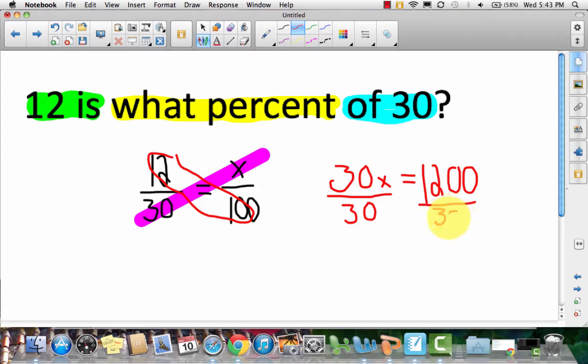On the left side, 30 divided by 30 cancels out. It leaves me with 1x, or just x. And then on the right, 1200 divided by 30 is 40. So this tells me that 12 is 40% of 30. And since my final answer is a percent, I have to label it as such.